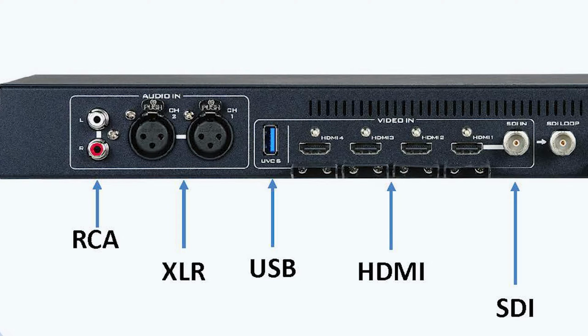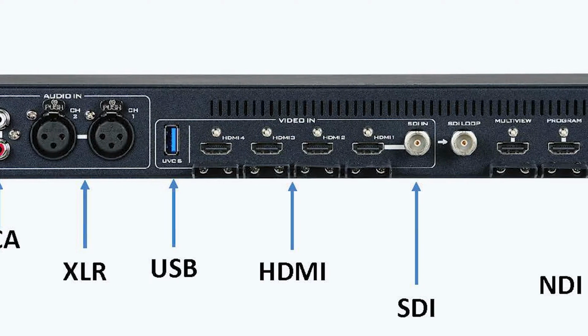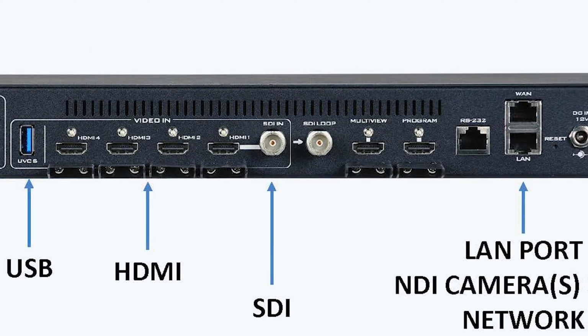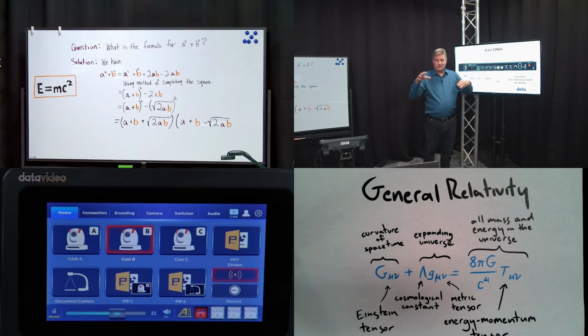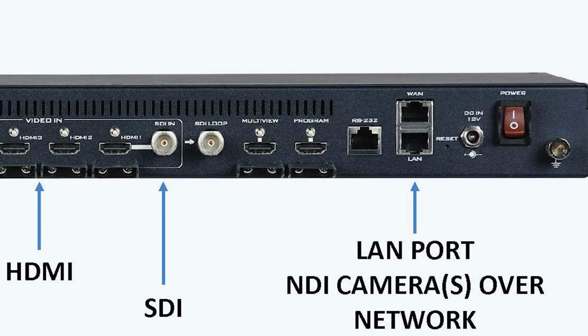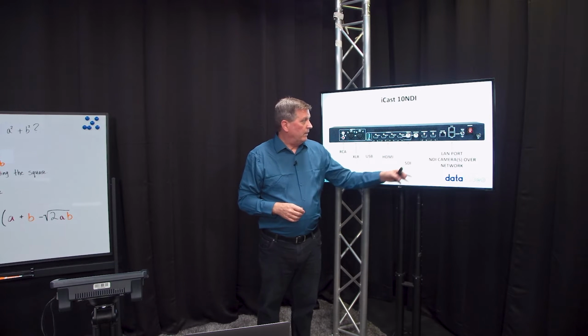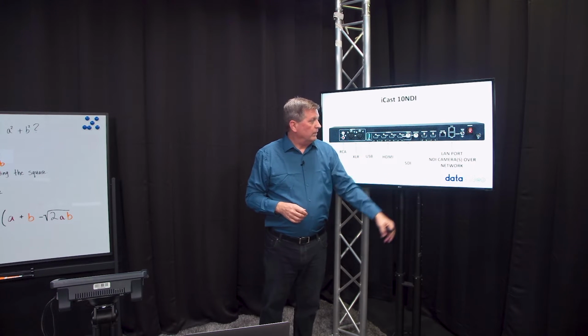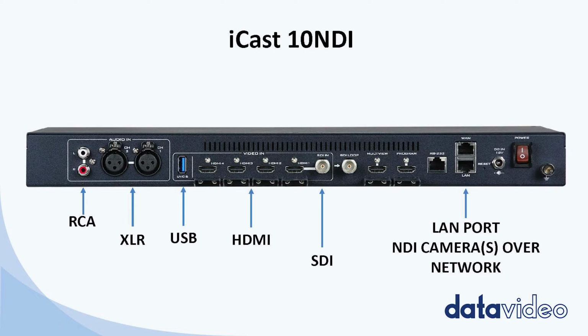And my USB port here is for my document camera that I showed you, HDMI inputs, an SDI input, multi-view, which we have the ability to see all my shots at the same time on a screen, and of course program, what you're seeing right now. And then over here on the far right, you see the LAN port. That's where all my NDI cameras can come in and be programmed right into the iCAST 10 NDI, as well as having my streaming and other online sources that I want to send to.